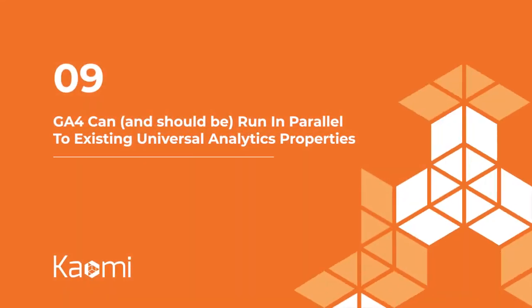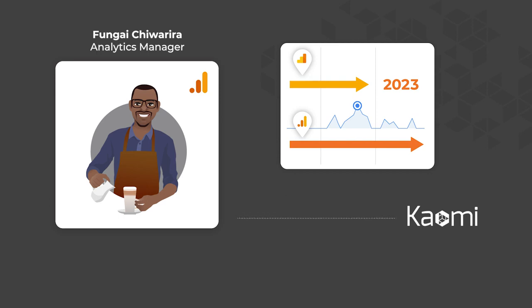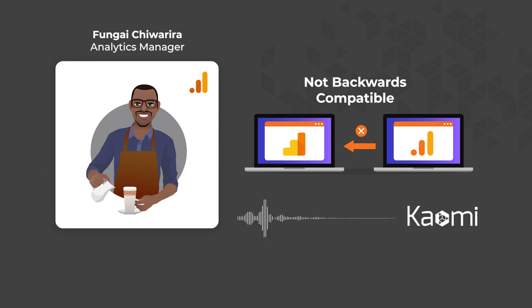GA4 can and should be run in parallel. So that's the 9th item on our list. GA4 should be run in parallel with the existing UA properties. While the UA version of GA will be the primary source of truth for most organizations for the rest of this year, GA4 should be set up and run in parallel to any existing UA property. As noted above, data in GA4 environment is not retroactive, so it's advisable to begin building up a base of historical results. We need to set this up as soon as possible.